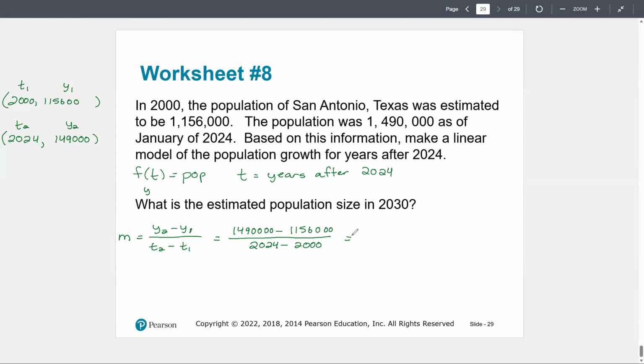Okay, so let me get the first one. 1, 2, 3. 1, 2, 3. Sorry, it's counting my zeros. That is a difference of 334,000 people divided by a difference of 24 years. So let's say we'll just round this, like the last one, to 3 decimal places. So this is going to be 13,916.667. And this is how many people we're getting per year.